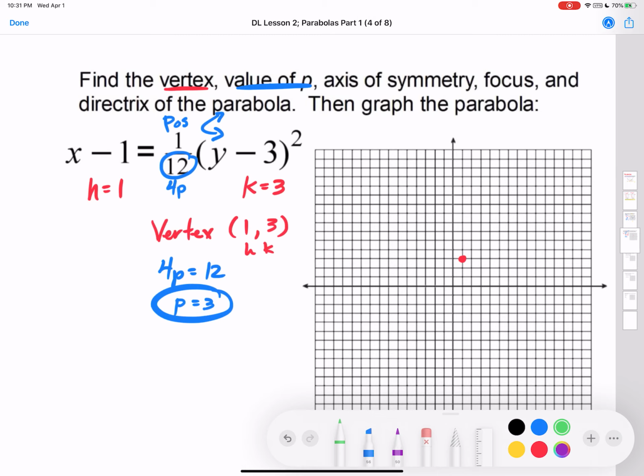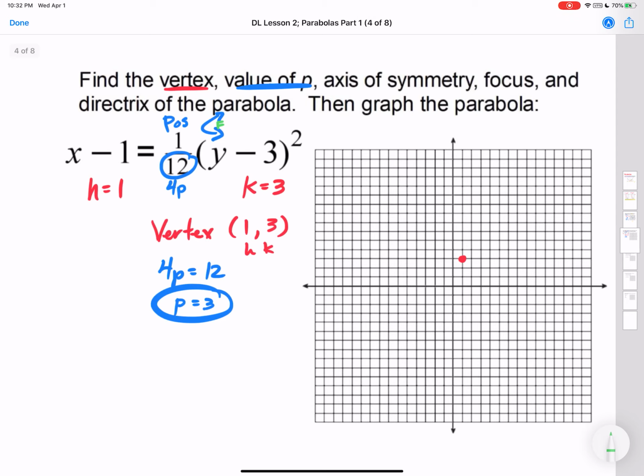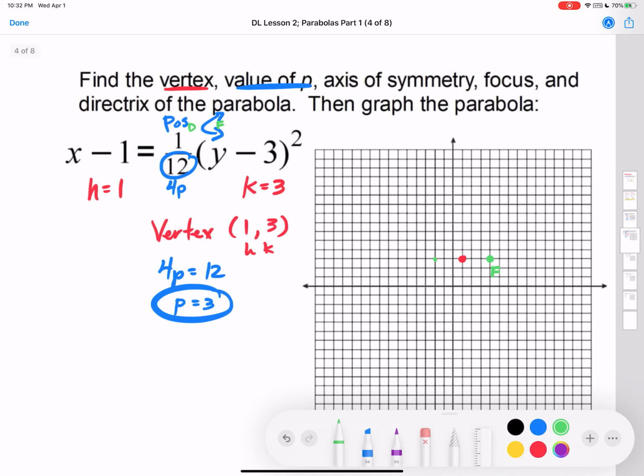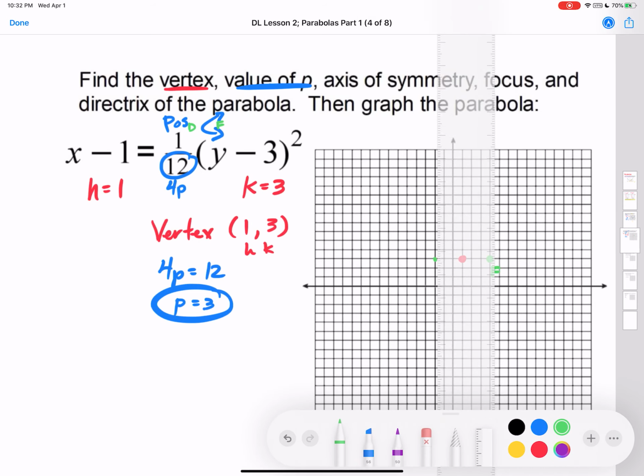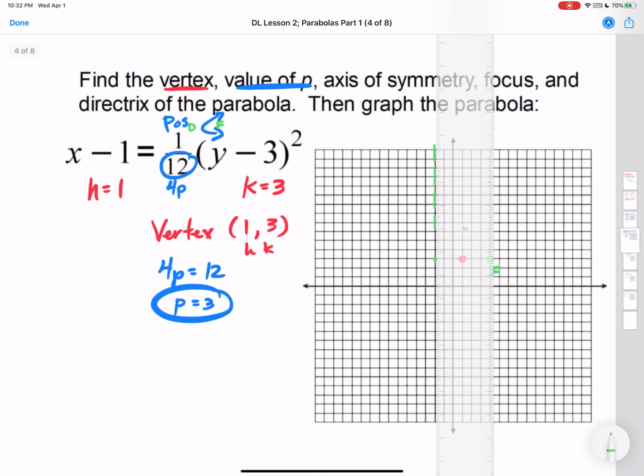So to figure that out, I'm going to go ahead and move 3 units to the left and 3 units to the right. Now, because it's opening to the right, that means the focal point must be inside the parabola, and the directrix is on the other side. So I'm going to go 3 units to the right from the vertex. That's the focus. And I'm going to go 3 units to the left, and that's going to help me determine my directrix. And this time my directrix is going straight up and down. So here's my directrix.